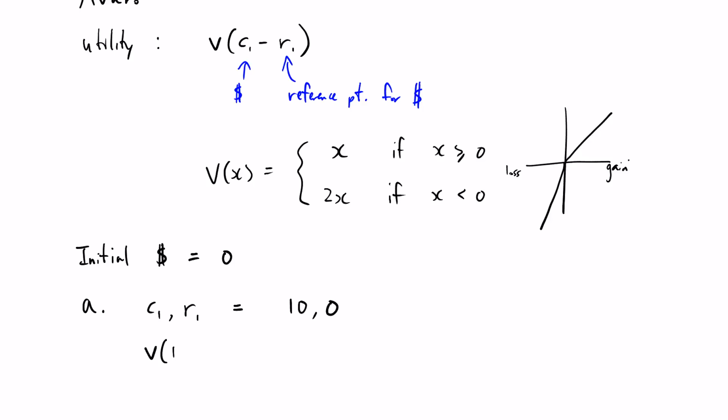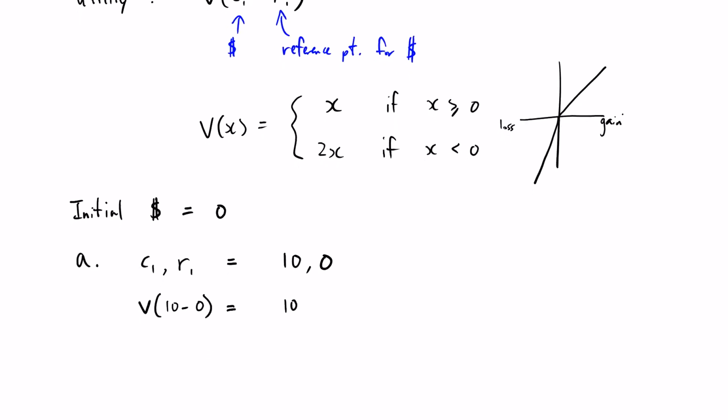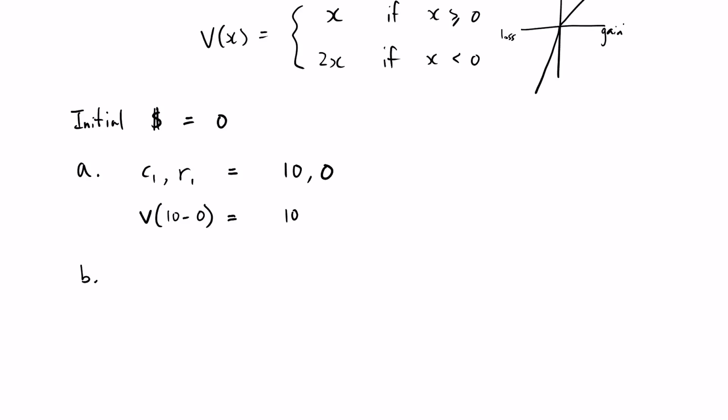Everything works according to our utility model. Phi of 10 minus 0 is just 10, because 10 is bigger than 0, right? So he's actually happy. He gained something that he didn't expect. Happy. What if he's sophisticated? He gets money, but that's something he already expects. So the utility is phi of 10 minus 10, that's 0.